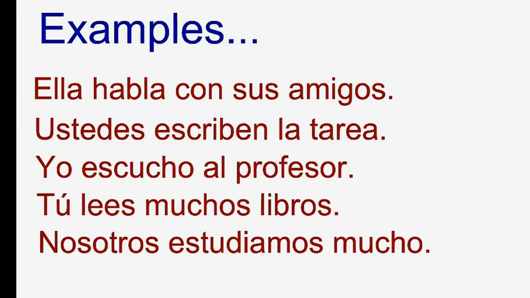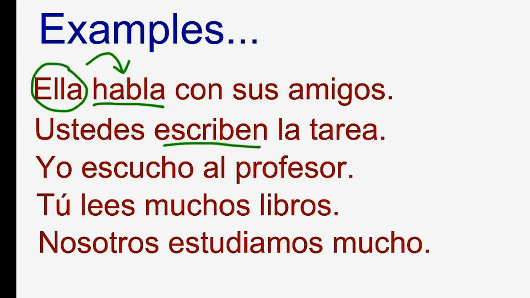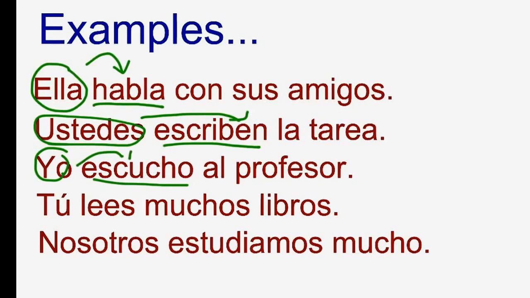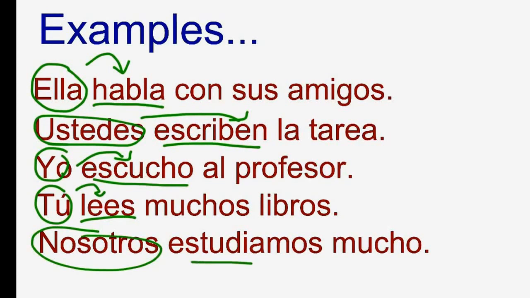So we have ella habla con sus amigos. Because it was ella, we knew that we had to put in the ella form of the verb, habla. Ella habla con sus amigos. Ustedes escriben: because it was ustedes, we knew that it had to have that en ending. Okay? Yo escucho: here's the verb, we knew that it had to end in o. Tú lees muchos libros: we knew that it had to act on leer by saying lees. And nosotros estudiamos: we knew that the nosotros meant that we had to put that amos ending on the end there.